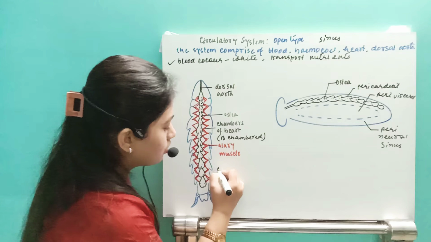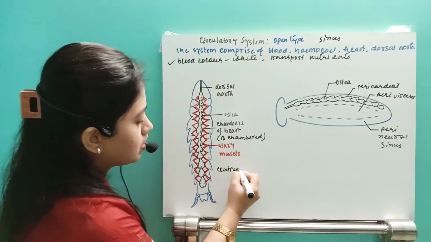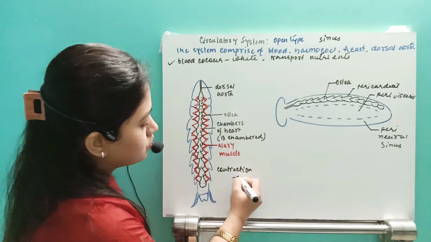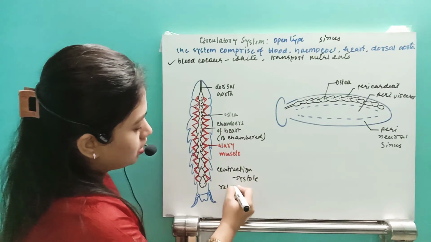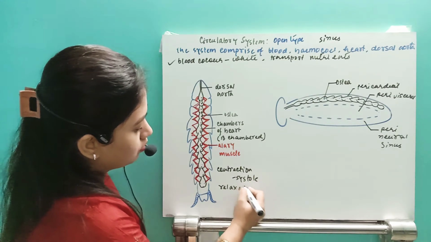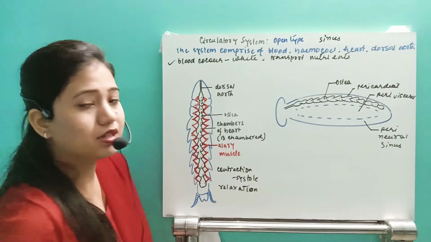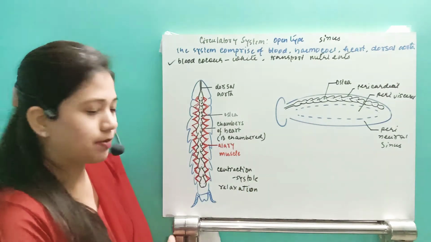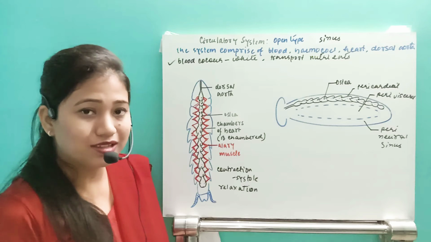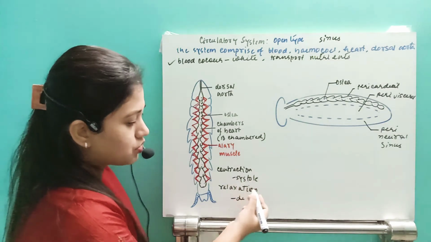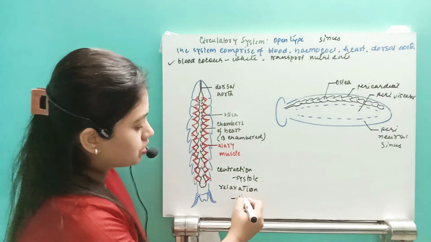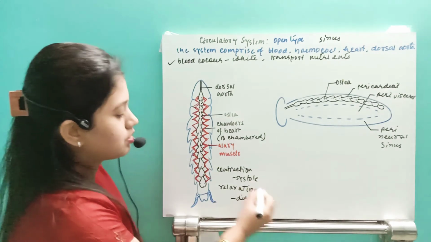Remember that contraction is called systole, and relaxation is known as diastole. We will discuss this in the body fluid and circulation chapter, but as we have not discussed it till now, that's why I've given the term. So contraction is called systole and relaxation is known as diastole, right?